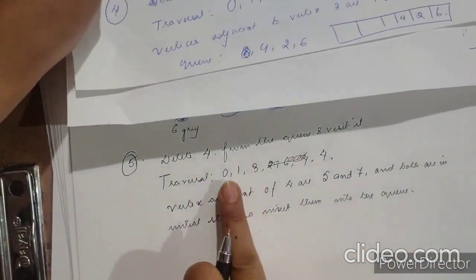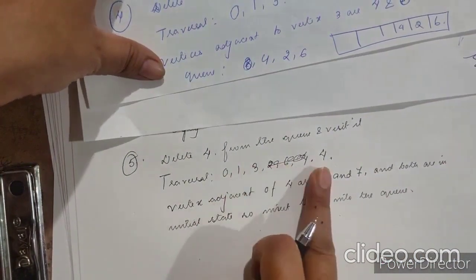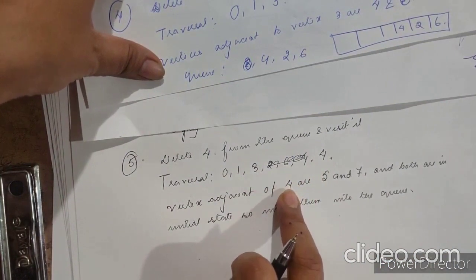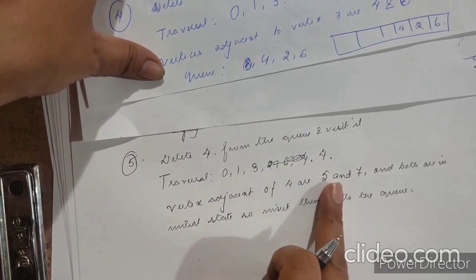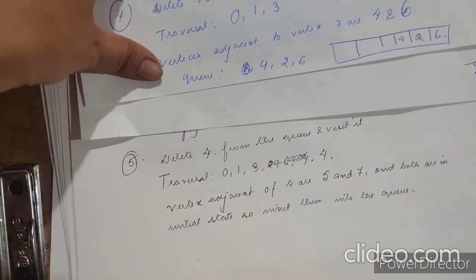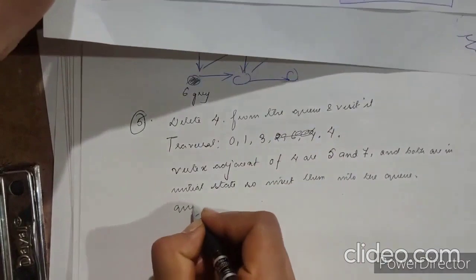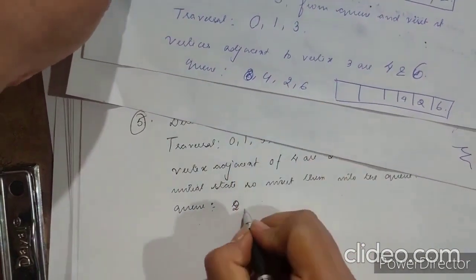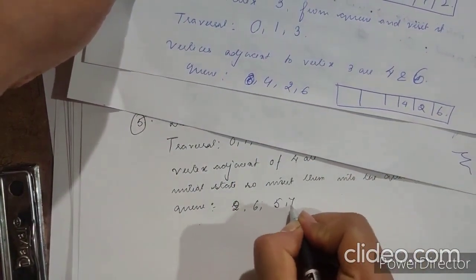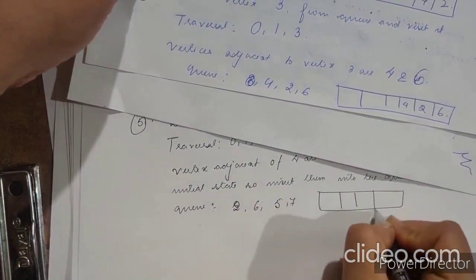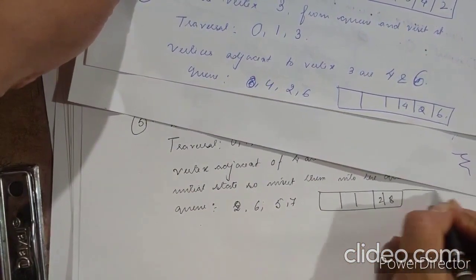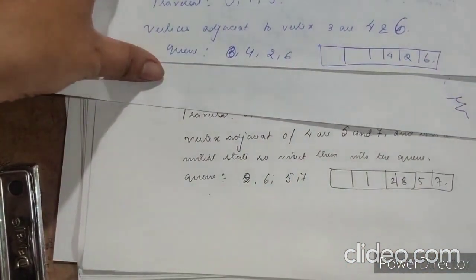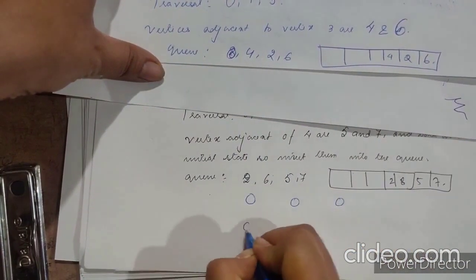Now in the graph, 0, 1, 3 and 4 will be highlighted with the black color, and 2, 5, 6, 7 will be highlighted with the gray color, right? Now the queue will look like this. 4 is removed, right? So the queue is 2, 6, 5 and 7. Now let me write it like this: 2, 6, 5 and 7. Now the traversal graph will look like this.